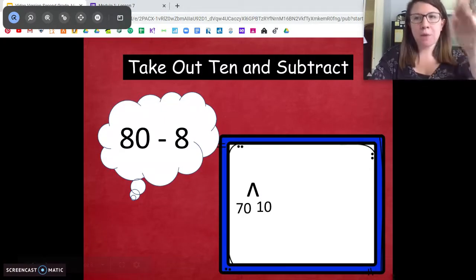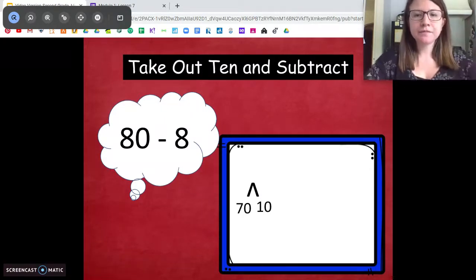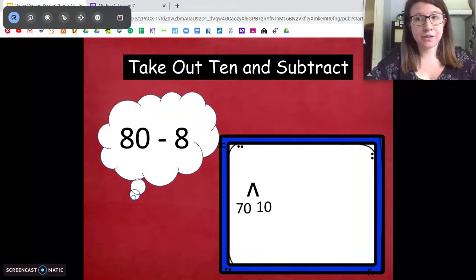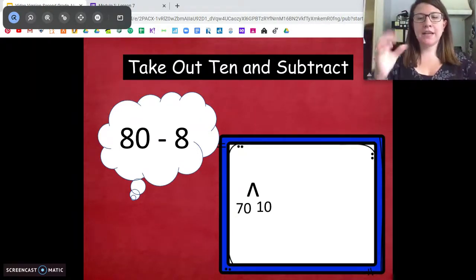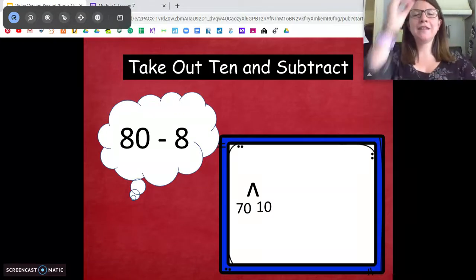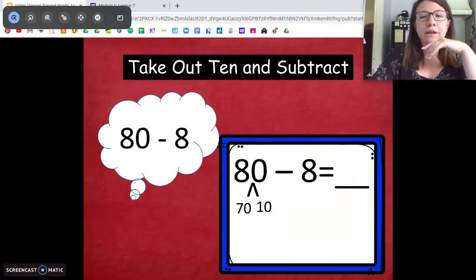80 minus 8. Pause the video. Solve on your own. Ready? We're going to take from 10. Take 10 from the 80. And then we have 70. Those are the two parts of our number bond.